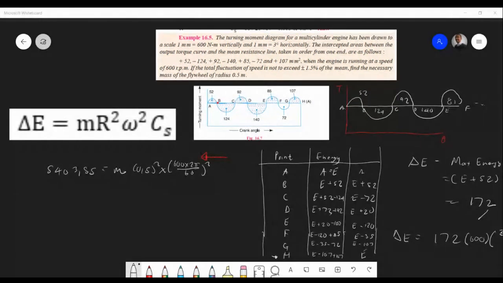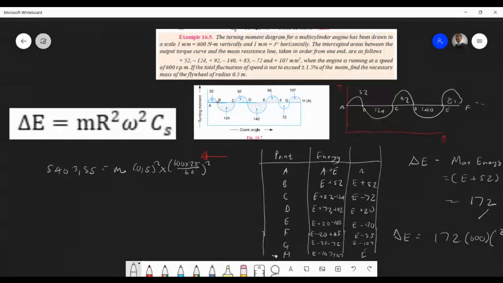Can you please tell me what is the fluctuation speed? What is that value, please? Plus minus 1.5%. Fantastic, 3%. Yep, thank you. It's times 0.03. Right, we discussed that.